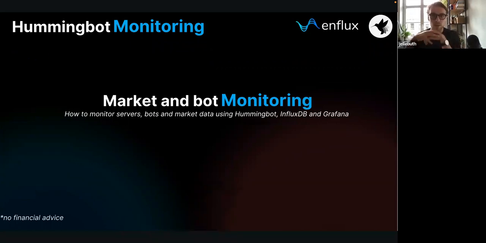Previous weeks have been about cross-exchange market making and finding opportunities, and one about liquidity. Today we'll be building a little bit on top of that, but it's more about how you monitor bots and how you can actually track markets at a larger scale, and how we are doing that for some of our clients. So this one is about how to monitor servers, bots, and market data using Hummingbot, Influx database, and Grafana.